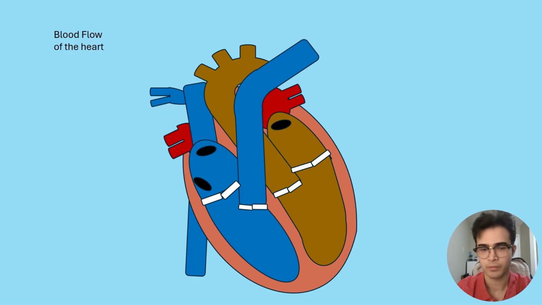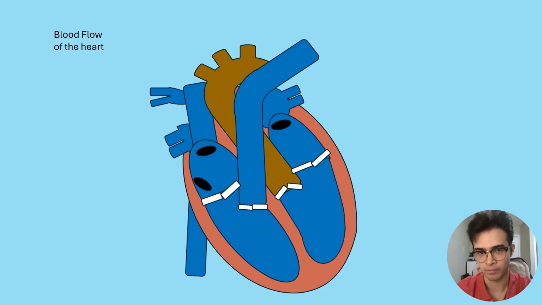But let's continue. After the pulmonary veins, that all leads into the left atrium, which will be pumped into the left ventricle, and then this pushes it into the aorta. The aorta will push the oxygenated blood throughout the entire body system, and then the cycle will repeat.